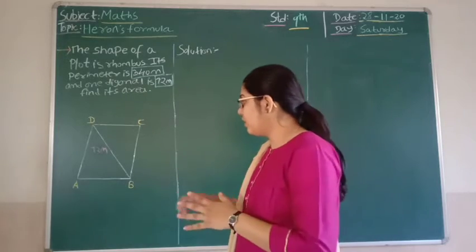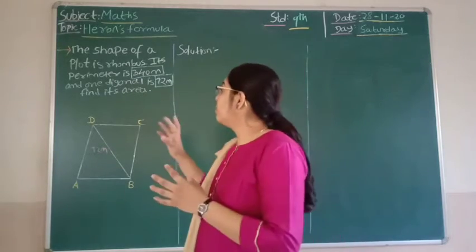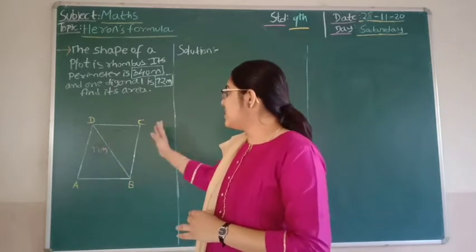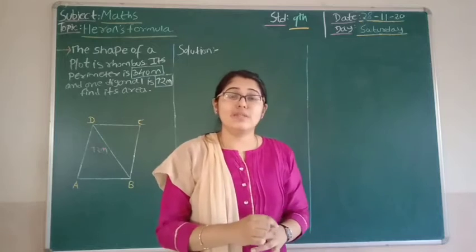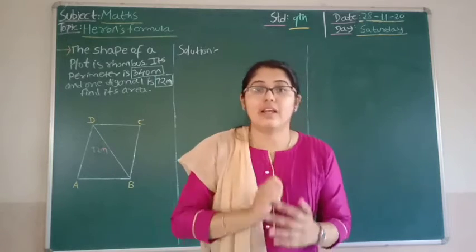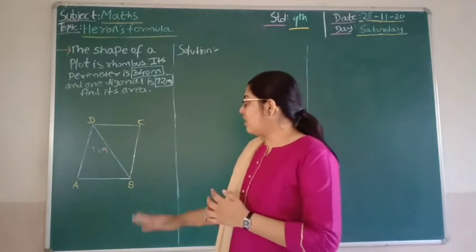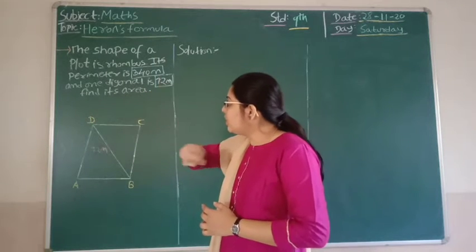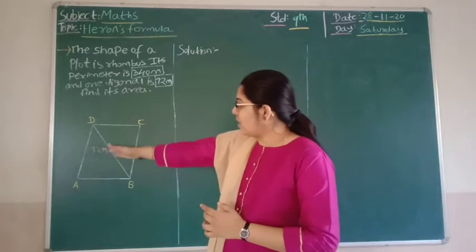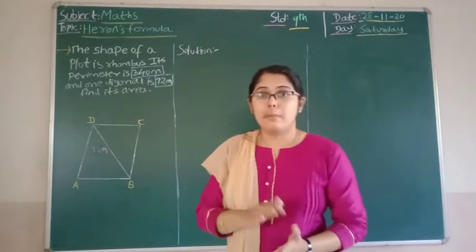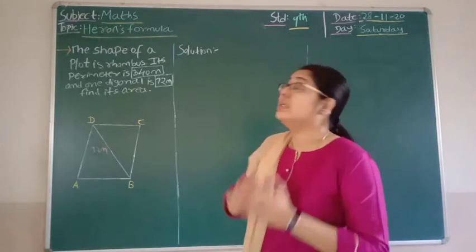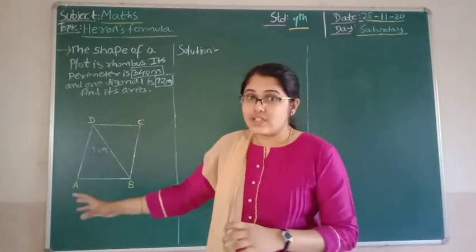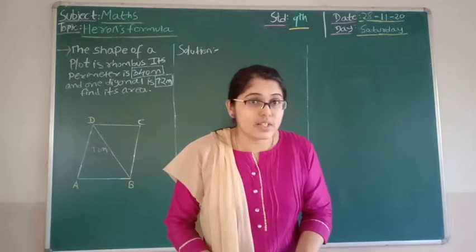So we have drawn a figure in which the plot, which is in rhombus shape, is ABCD. And it has been said there is one diagonal. So let us consider the diagonal is BD and it is 72 meter. Now we have been given the perimeter, right? So we do not know the sides. So how can we solve this sum?